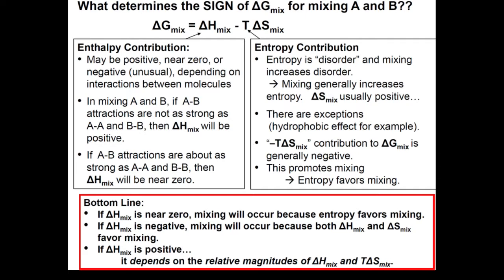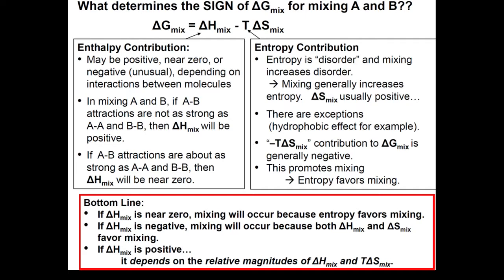However, if the attractions of A and B are about as strong as between AA and BB, and I'm talking about these intermolecular forces, then the delta H of mixing will be close to zero. In other words, the amount of energy that's required to pull AA and BB apart, right, to break those intermolecular forces, would be about the same as the energy released when you bring A and B together, and that would make the delta H mixing be near zero. Well, if the delta H mixing is near zero, then entropy is going to favor mixing, and that will make the delta G negative.